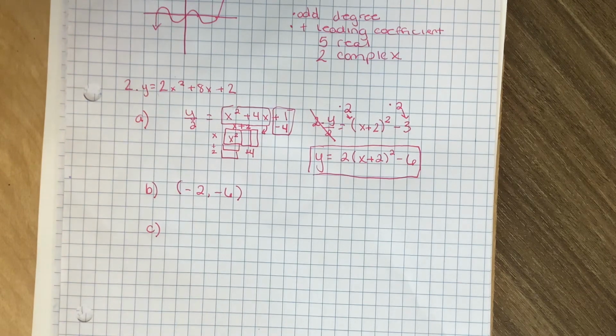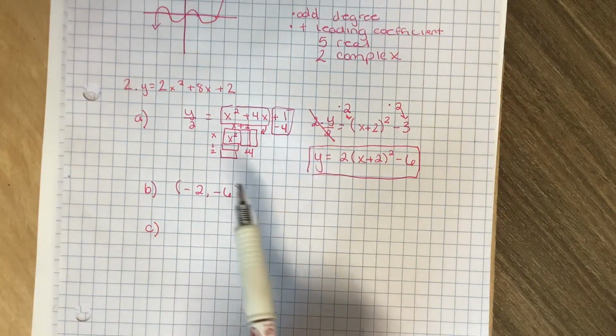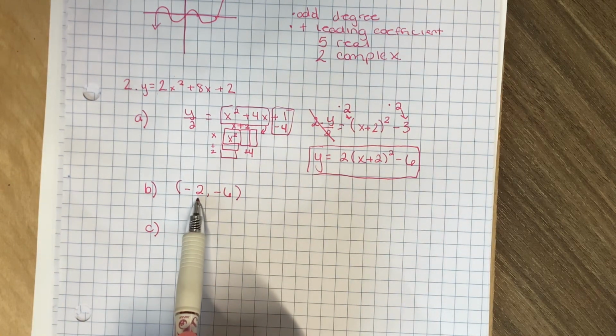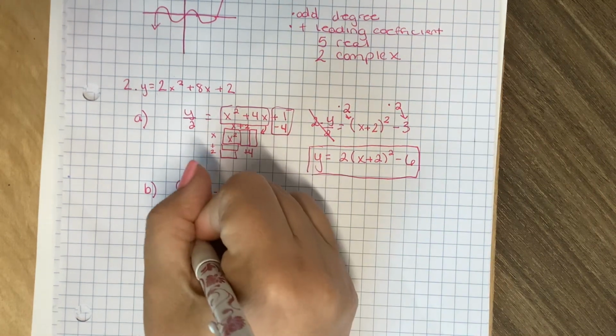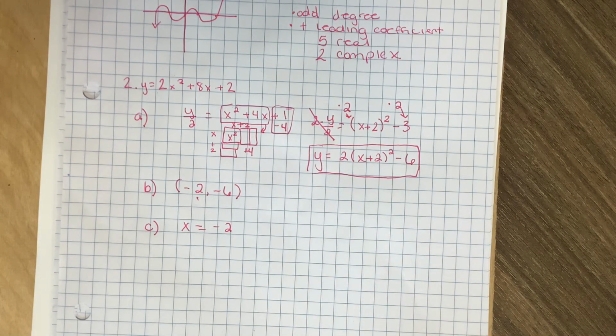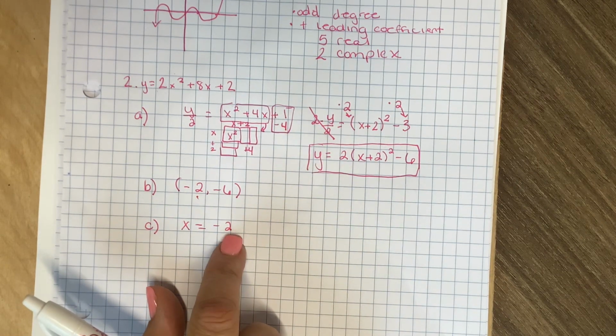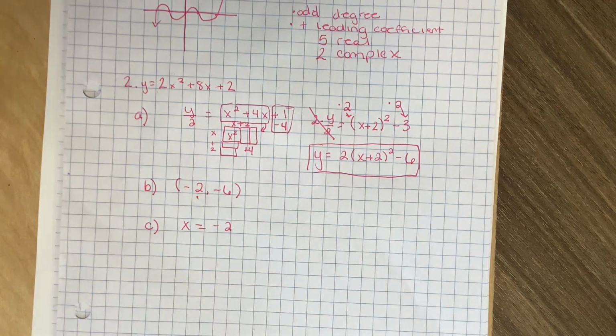See, axis of symmetry. The axis of symmetry is the x value of your vertex. So my x value, ladies and gentlemen, right here. Remember the x from the coordinate? So my x value is x equals negative 2. That means that if I wanted to draw a line straight down the center of this parabola, I would be going through the negative 2, 0. Like a straight line through that point.